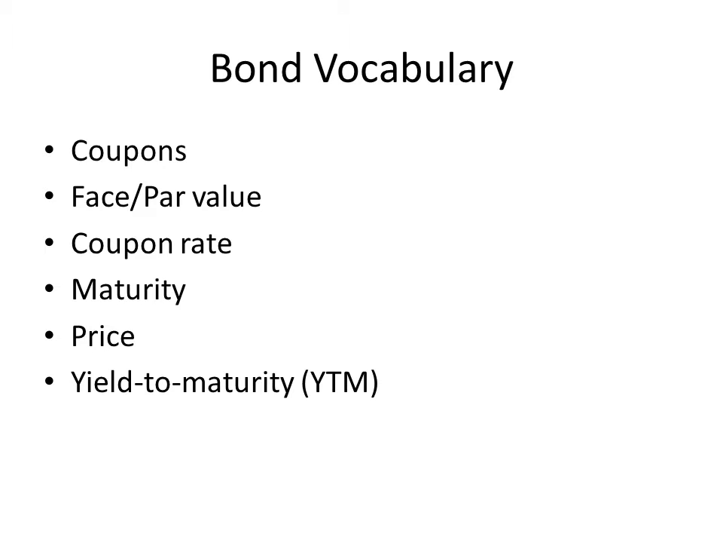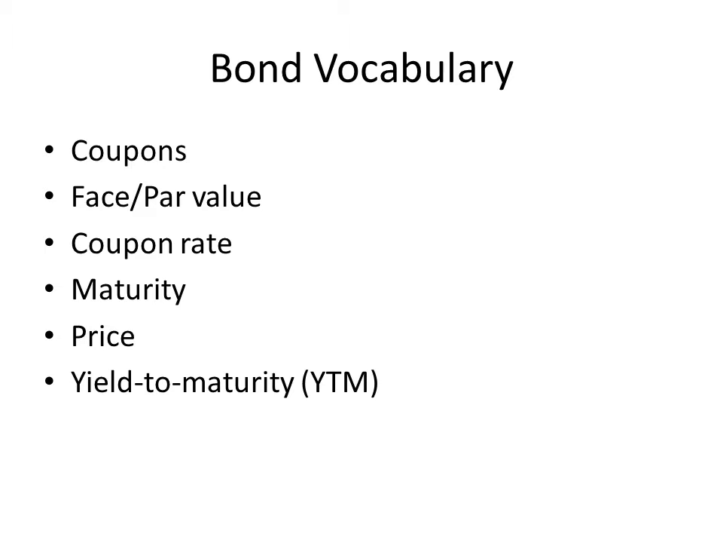Next, we have the face or par value. These are the same thing, by the way, of the bond. And this is basically the principal of the bond. You'll receive this amount in addition to the last coupon at the last date of the bond's life.